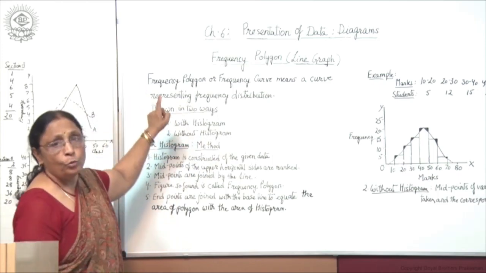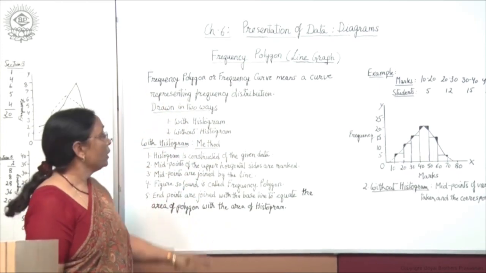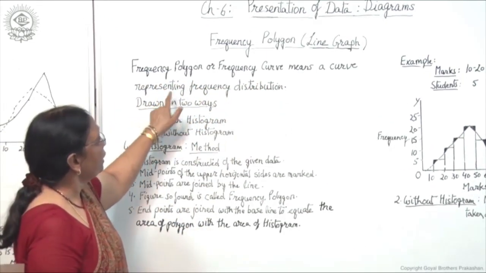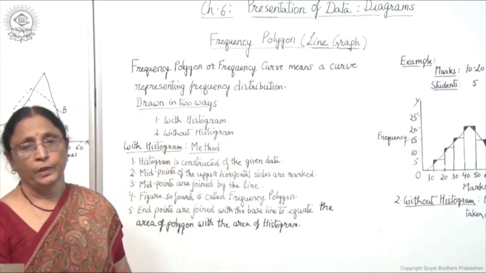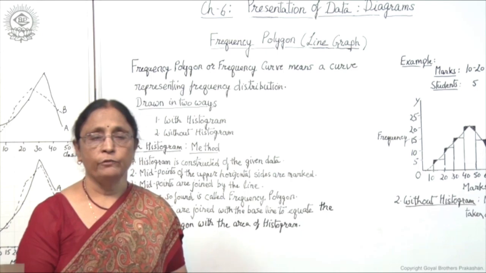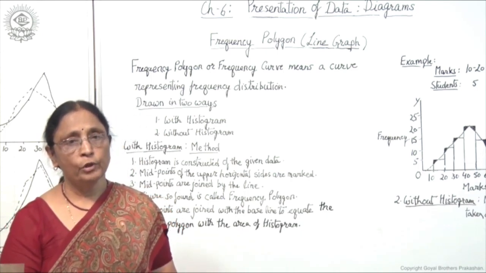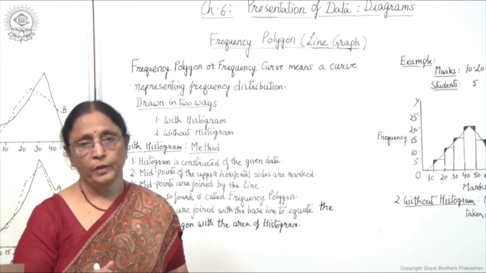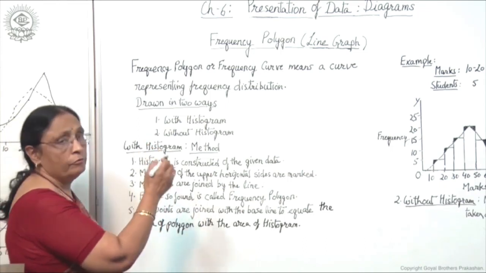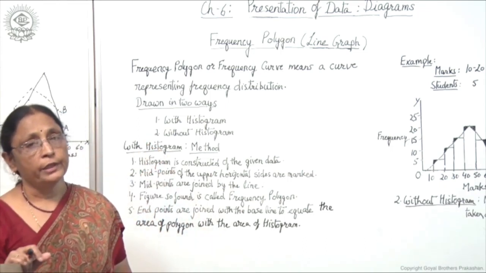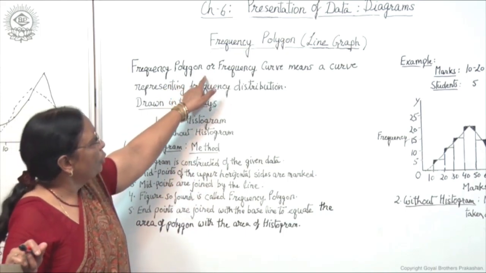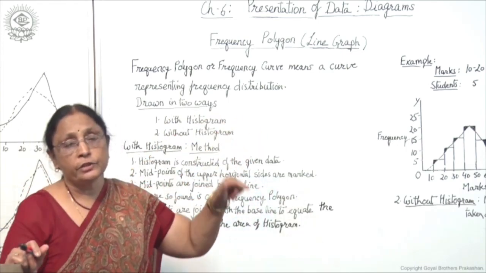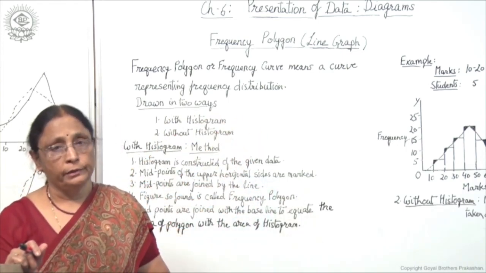Now, first I will tell you what actually a frequency polygon is. Frequency polygon or frequency curve means a curve representing a frequency distribution. You know the meaning of frequency, as I told you earlier. Frequency means the number of times a particular data appears in a distribution. So, how many times a particular figure appears in the distribution is called frequency. And a frequency polygon or frequency curve is a curve that represents the frequency distribution in particular data.